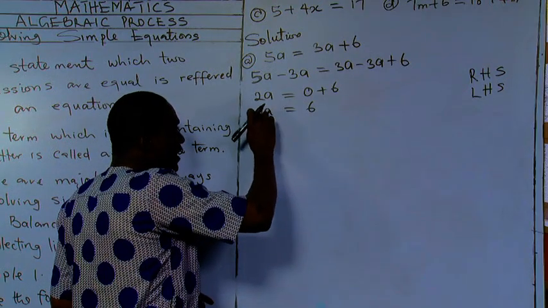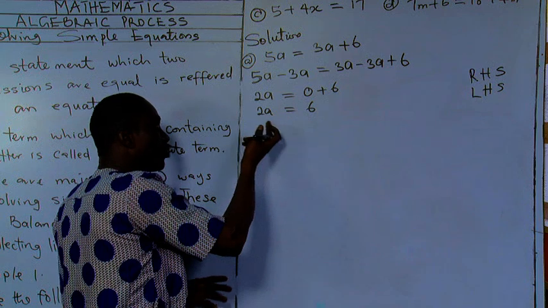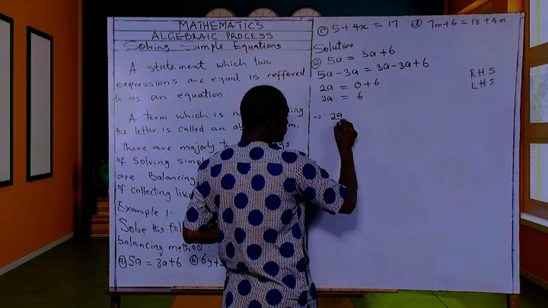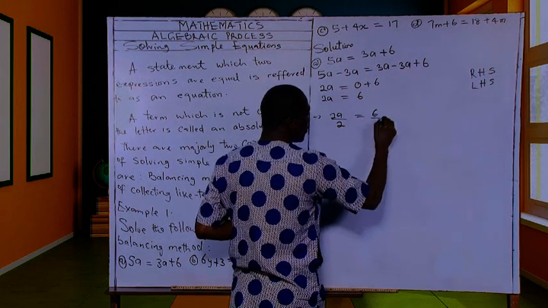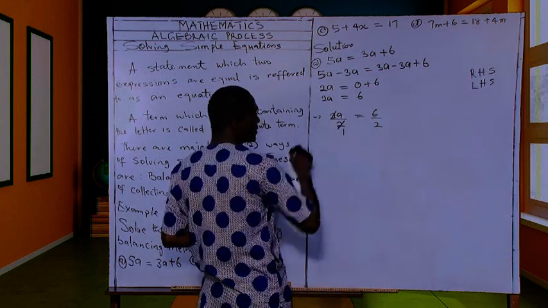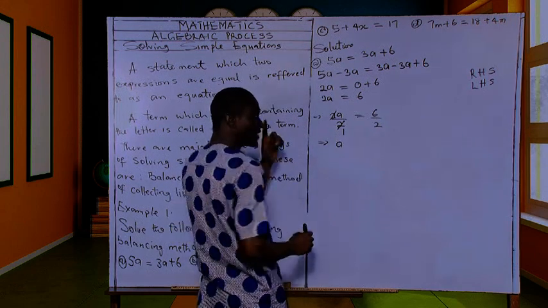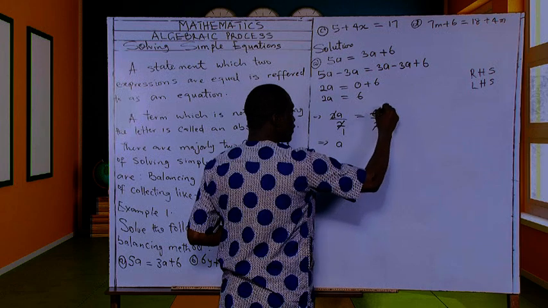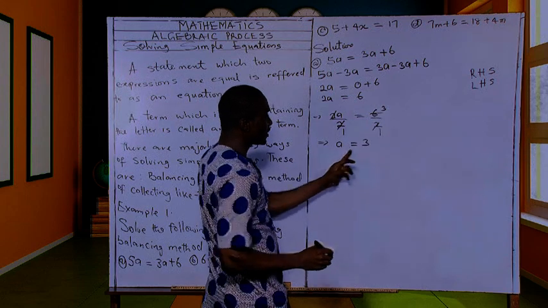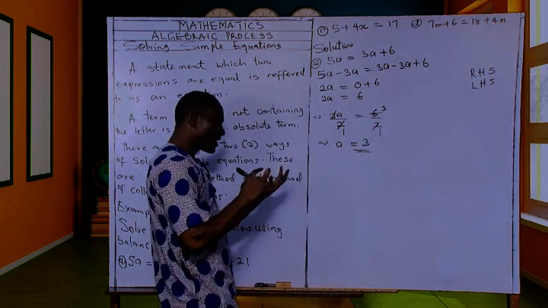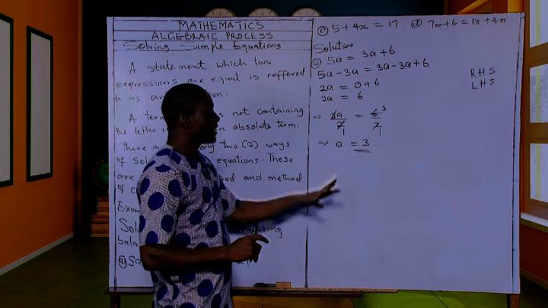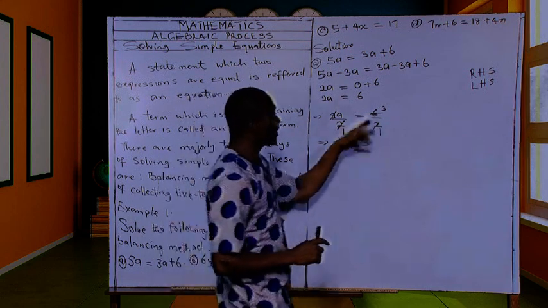So you now divide 2a by the coefficient of a, which is 2. So this will give us 2a over 2 equals 6 over 2. Now these two will cancel, and we have a standing alone. 2 over 2 is 1, and 6 over 2 is 3. So a will be equal to what? 3 divided by 1, which is 3. Therefore the value of a that we didn't know is now known to be 3. Okay, let's check it out.